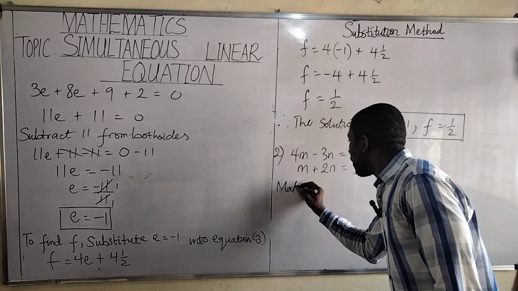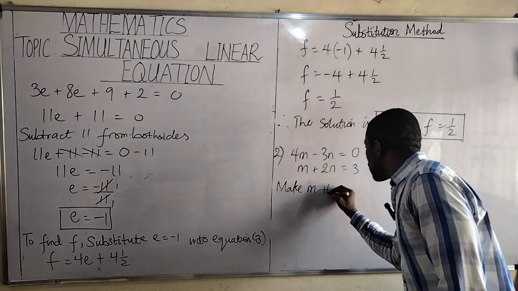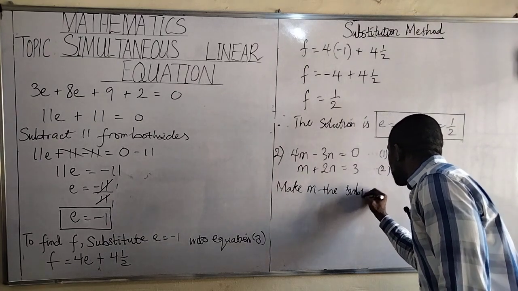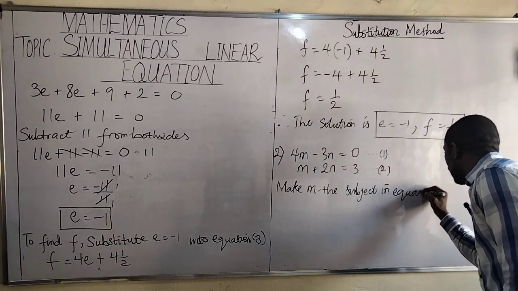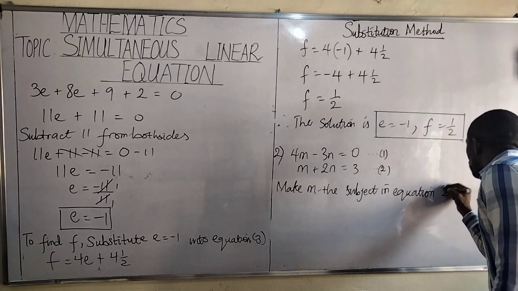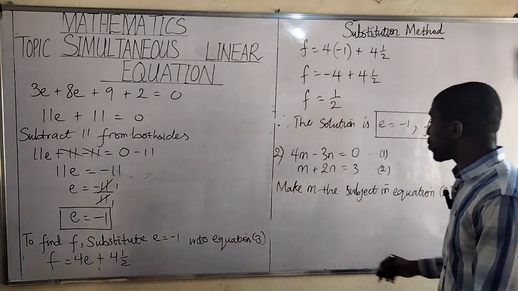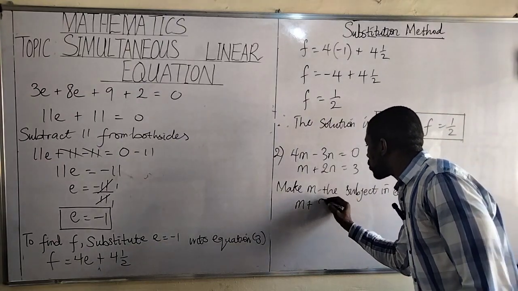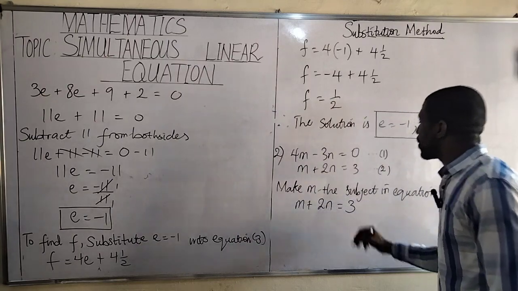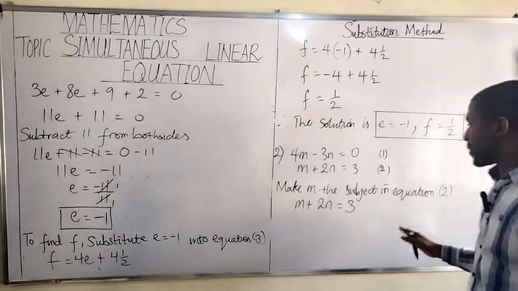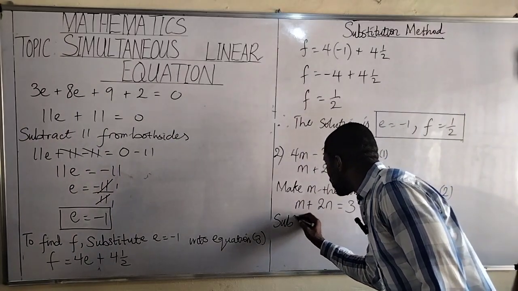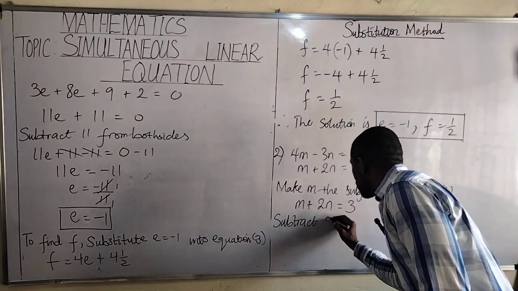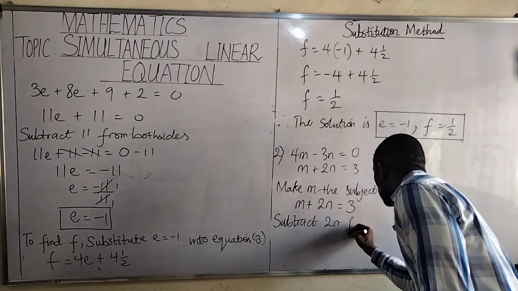Make m the subject in equation 2. Okay? So we are using equation 2, which is m plus 2n equal to 3. So to make this m the subject, we're going to subtract 2n from both sides.